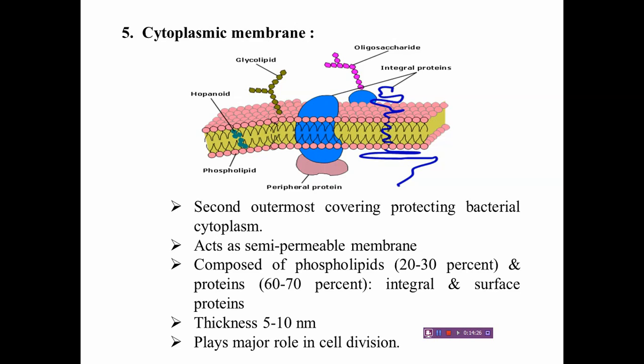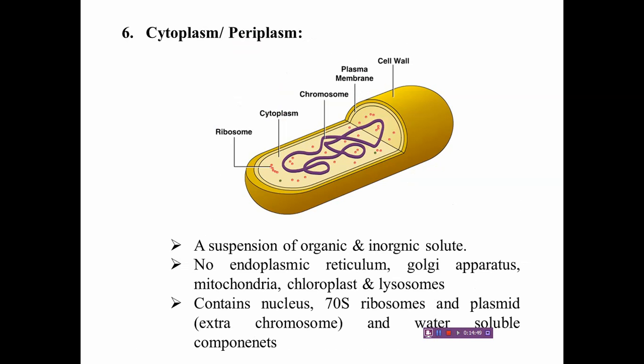And these bacterial cells divide from the central mesosome, from where the membrane starts separation. So there is invagination of the membrane, and splitting of the cells occurs. That is why the cytoplasmic membrane is the main thing responsible for what? For cell splitting, or binary fission.